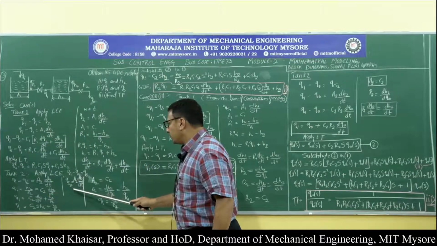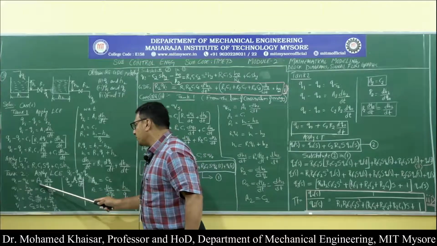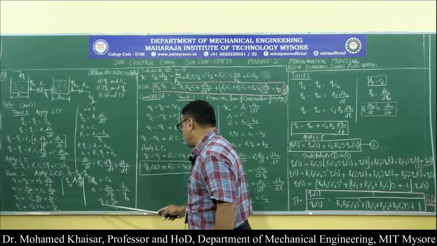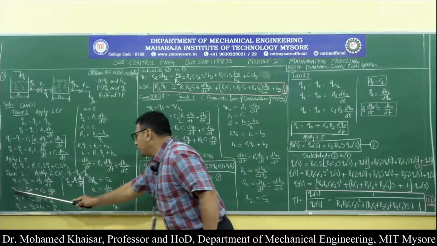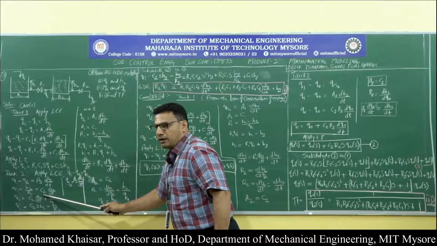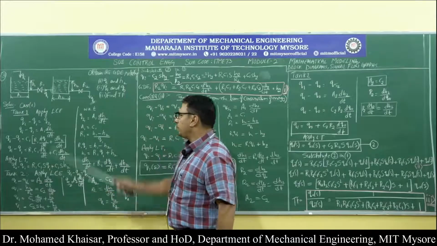Qs2, and we know that Qs2 is equal to A2 into dH2 by dt. Therefore, Q1 minus Q0 is equal to A2 into dH2 by dt. Then Q0, as you can see over here, Q1 we will retain as it is. A2 we know is C2, the hydraulic capacitance of tank 2, which is nothing but the surface area of tank 2.